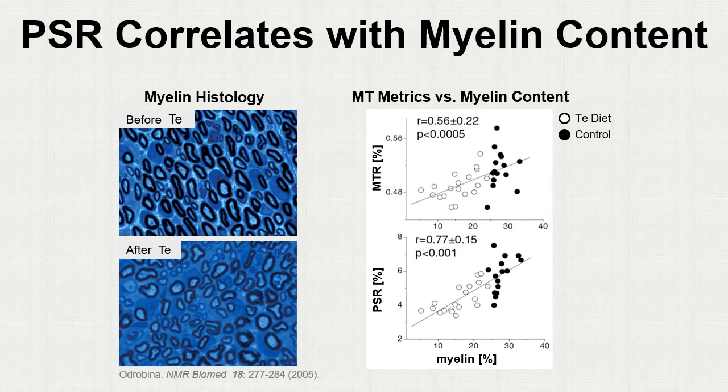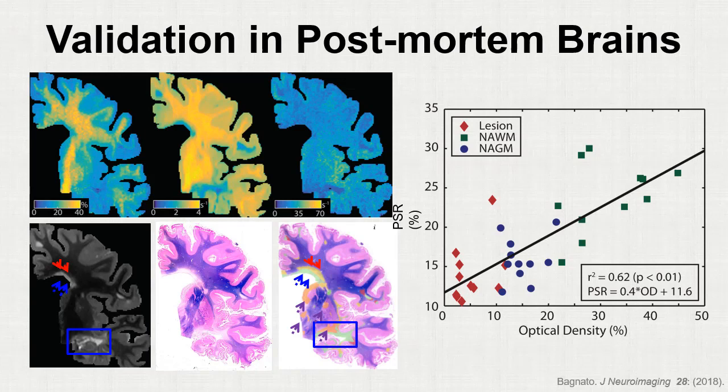We can fit those Bloch equations to the Z spectra at multiple powers and offset frequencies and generate the pool size ratio. So here we show that PSR correlates with myelin content a bit better than does the MTR. Shown here is myelin percentage on the bottom and pool size ratio here on the left axis, the y-axis. And we've been able to validate this in post-mortem brains to show the relationship between the PSR and the LFB staining in patients with MS, and show that there is a relationship between the PSR and the myelin there as well.